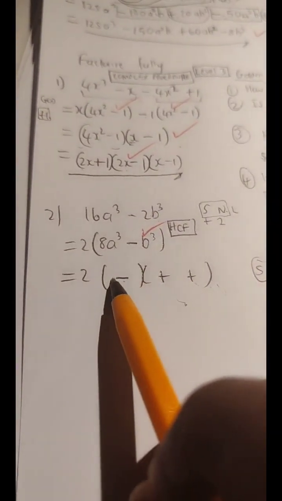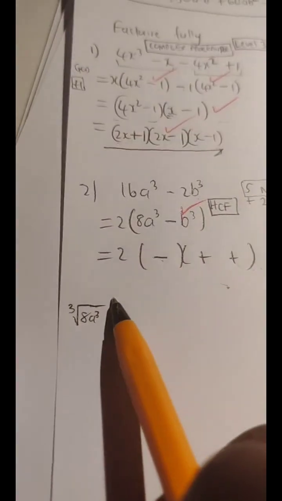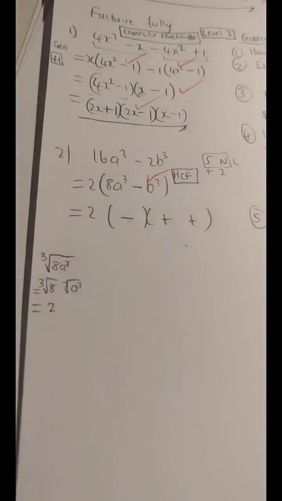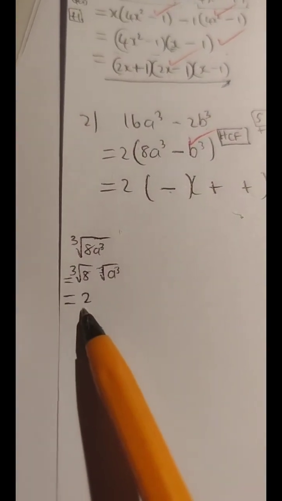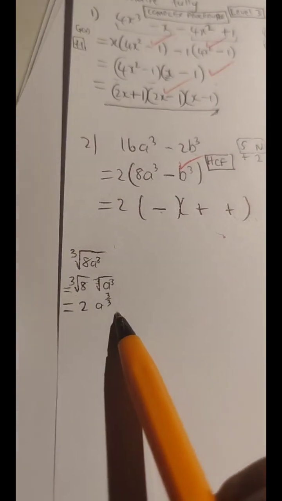You want the first term, okay? So what you do is you take the cube root of 8a cubed. So that means the cube root, you can split these, of 8 versus the cube root of a cubed. The cube root of 8 is going to be equal to 2. You can use your calculator, it will give you the answer. The cube root of a cubed is a to the power 3 divided by 3. So that basically means 2a to the power 1, which is 2a.